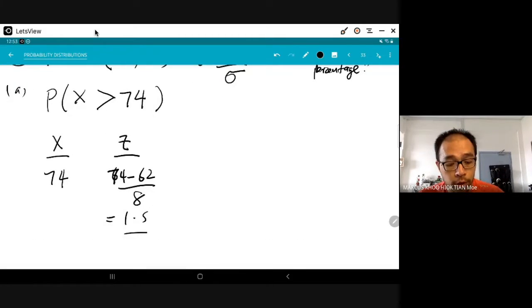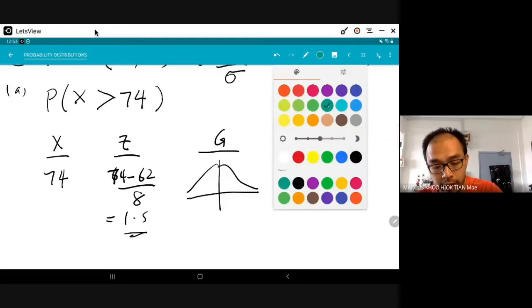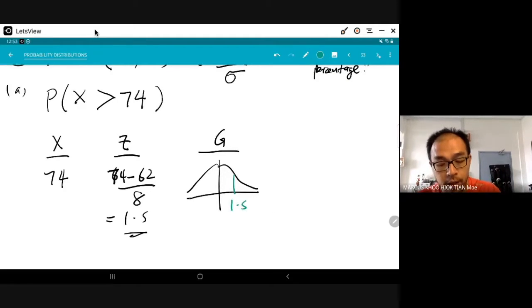Now, 1.5 is positive. So where do we place it in our graph? We place it on the right side. Then the next question you need to ask is, which side do I shade? Do I shade the left side or the right side? We look at this sign. More than means we shade the right side, until the end. So what is the strategy? Do we need to subtract from one or do we read directly? In this case, we directly read it.